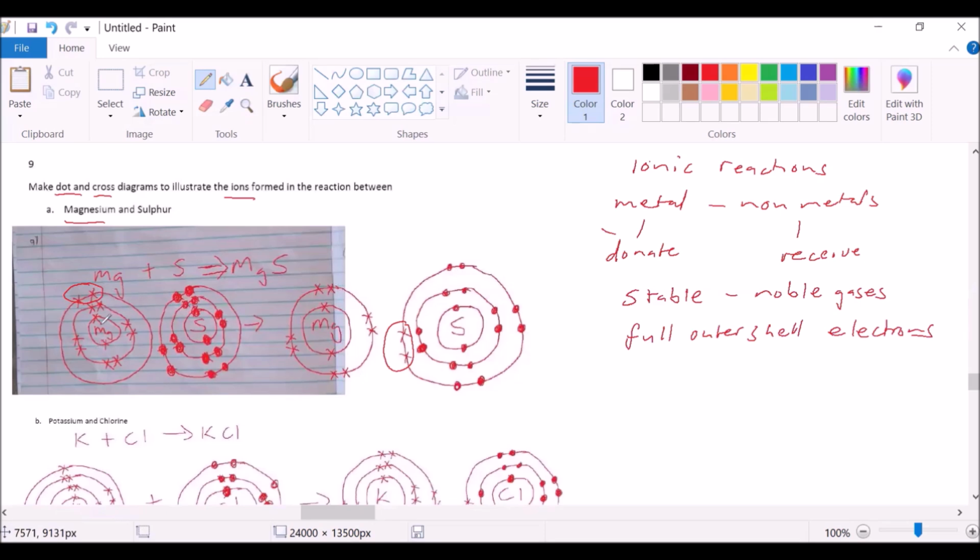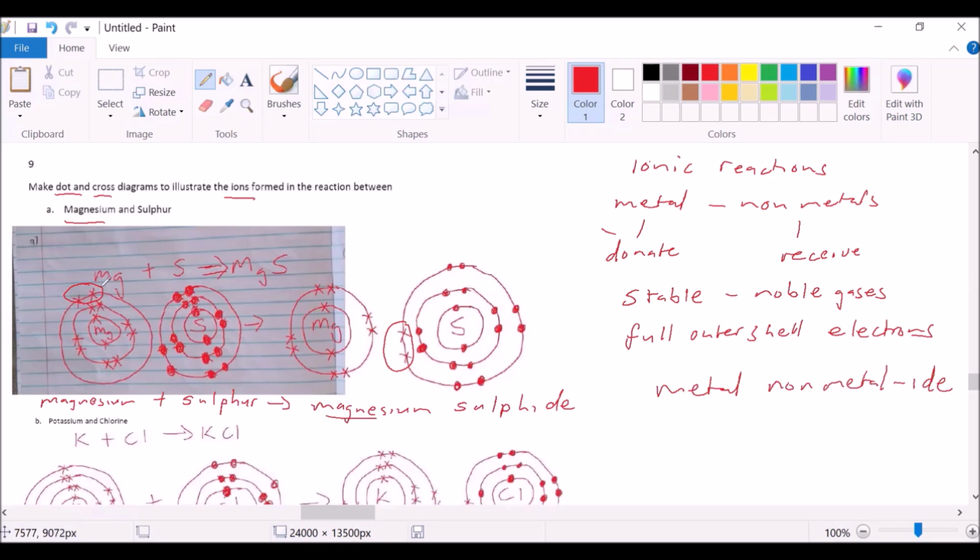So this is a magnesium atom, this is a sulfur atom, so we have magnesium reacting with sulfur to give magnesium sulfide. So the naming system is we start with a metal, then the non-metal with a suffix IDE. Magnesium is the metal, sulfur is the non-metal, and we add an IDE. So we choose, say, crosses to represent electrons in magnesium and dots to represent electrons in sulfur.